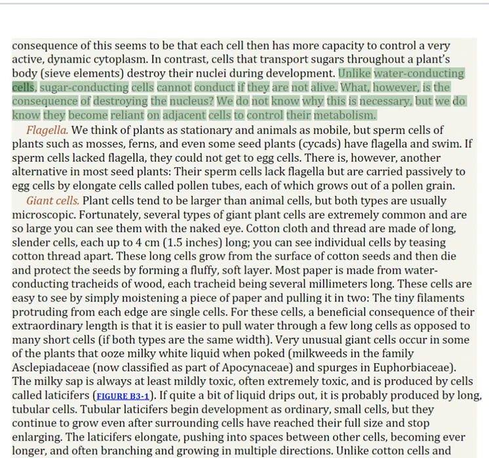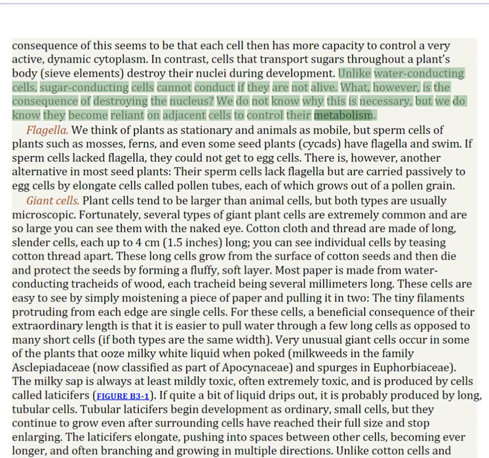Unlike water-conducting cells, sugar-conducting cells cannot conduct if they are not alive. What, however, is the consequence of destroying the nucleus? We do not know why this is necessary, but we do know they become reliant on adjacent cells to control their metabolism.